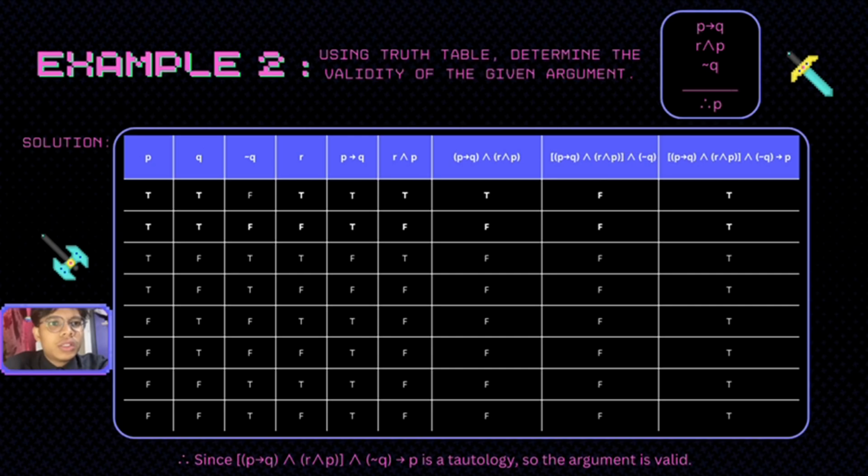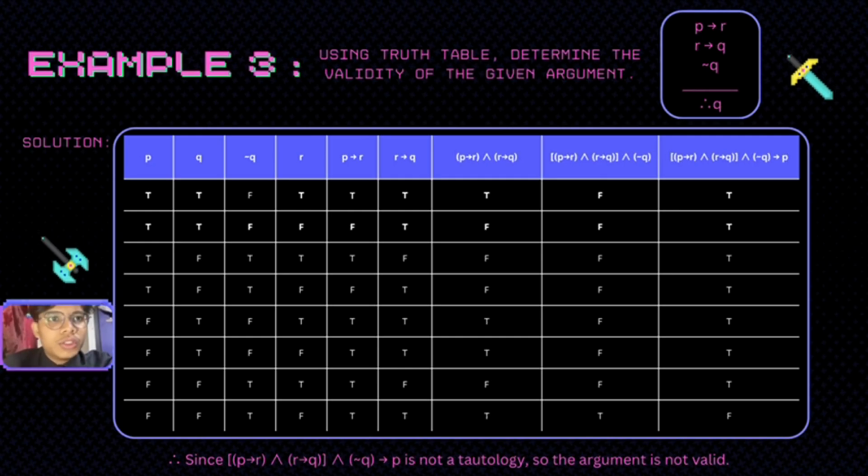R and P is true, false, true, false, false, false, false, false. P implies Q and R and P is true, false, false, false, false, false, false, false. P implies Q and R and P and negation Q is false, false, false, false, false, false, false, false. P and Q and R and P and negation Q implies P is true, true, true, true, true, true, true, true. So the conclusion is, since P implies Q and R and P and negation Q implies P is a tautology, so the argument is valid.